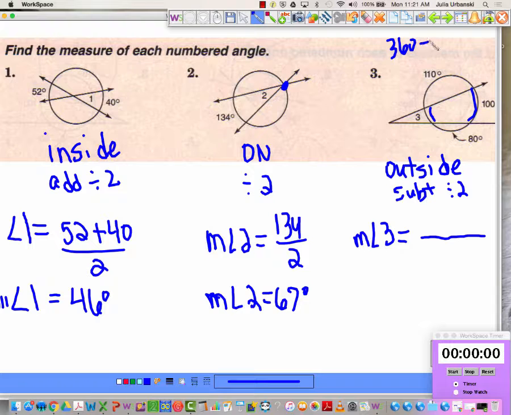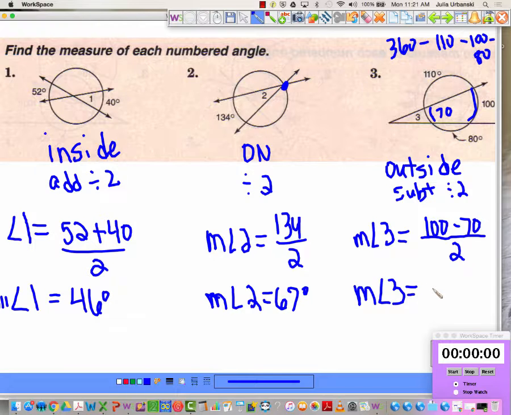360 minus 110 minus 100 minus 80. What do we got? 70? Okay, that's not your answer. That is a missing arc that we needed. So now to continue, which arc would you write first? 100 minus 70, divided by 2. Measure of angle 3 equals 30 divided by 2, 15 degrees.